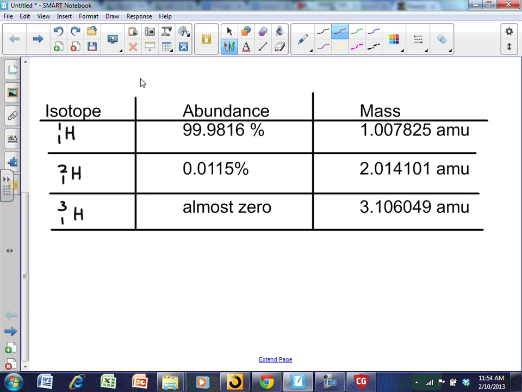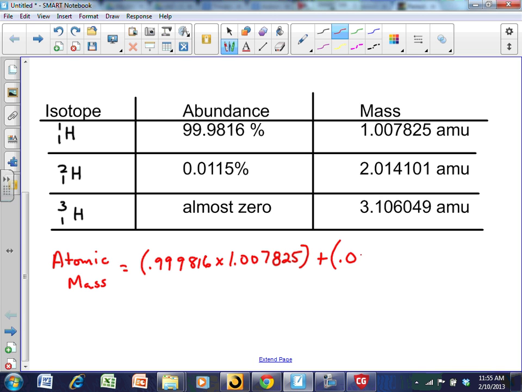So the atomic mass of hydrogen is going to equal the abundance of hydrogen 1, which is 0.999816, times 1.007825 AMU, plus 0.000115 times 2.014101 AMU.